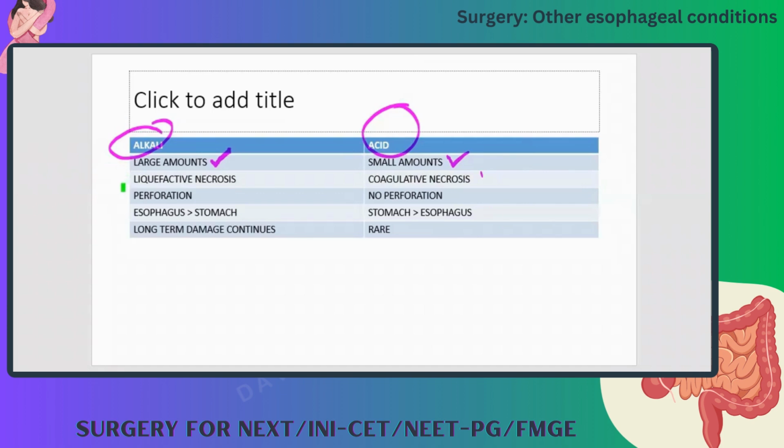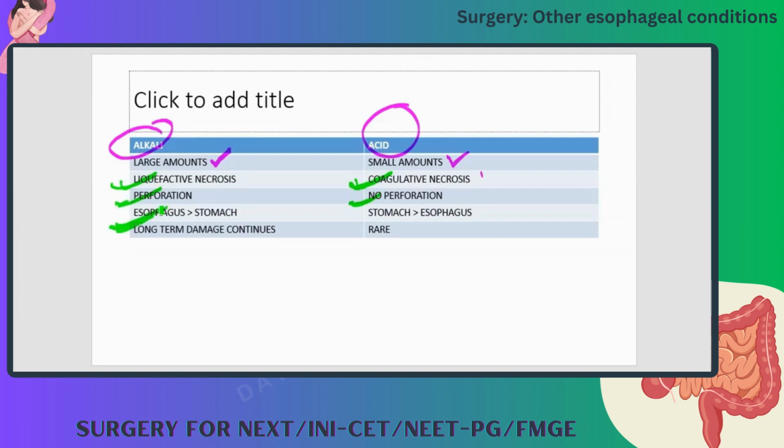If you take alkali, there will be liquefactive necrosis. In acid, there will be coagulative necrosis, and there will be no perforation because only a small amount is taken. There is just coagulation of protein. But in alkali, there will be perforation.